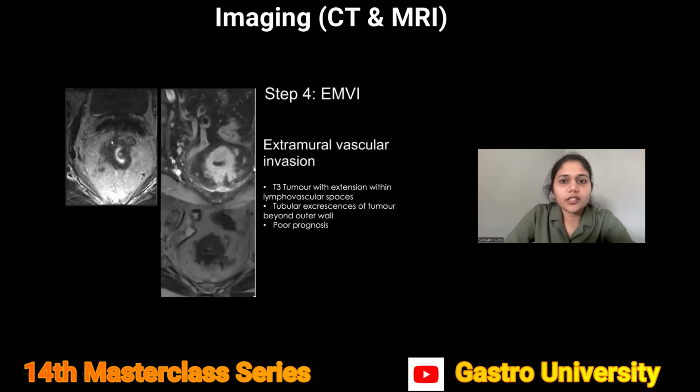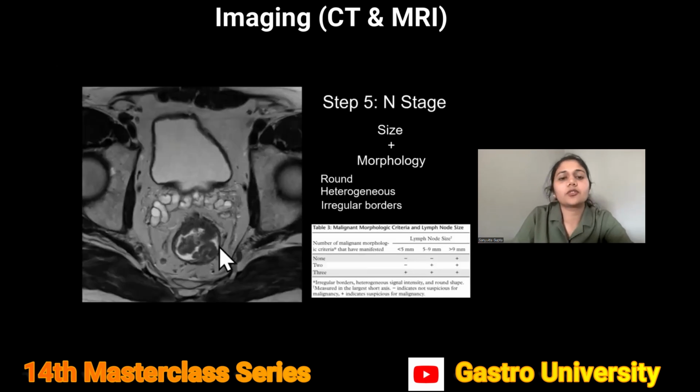So step 4, the very important thing, is the EMVI, or the extramural vascular invasion. What does the term stand for? So basically, it's a tumor extending via the lymphovascular spaces. The tumor excrescences, the tumor intensity can be seen within the vessels. So it has a poor prognosis, and it can also be easily identified on MRI. Then the T stage is finished, the EMVI is finished.